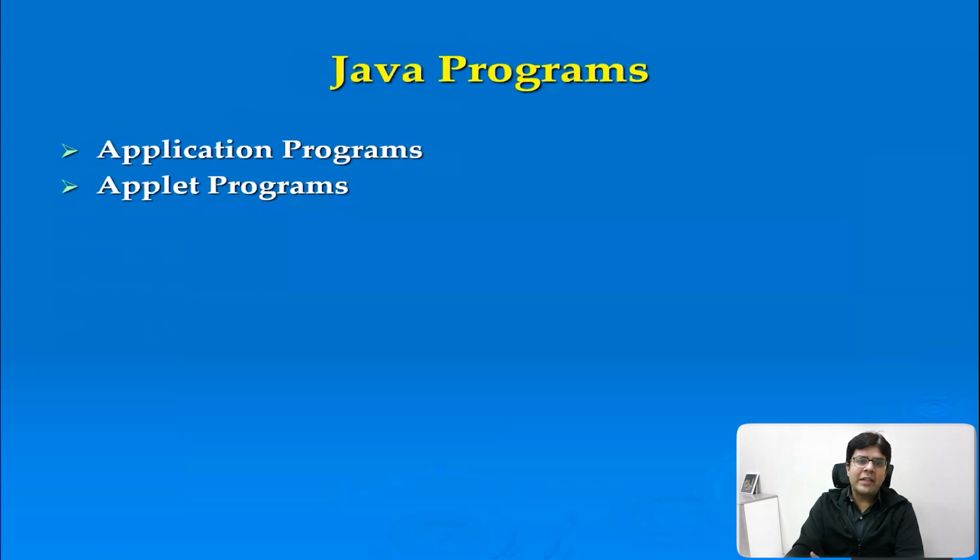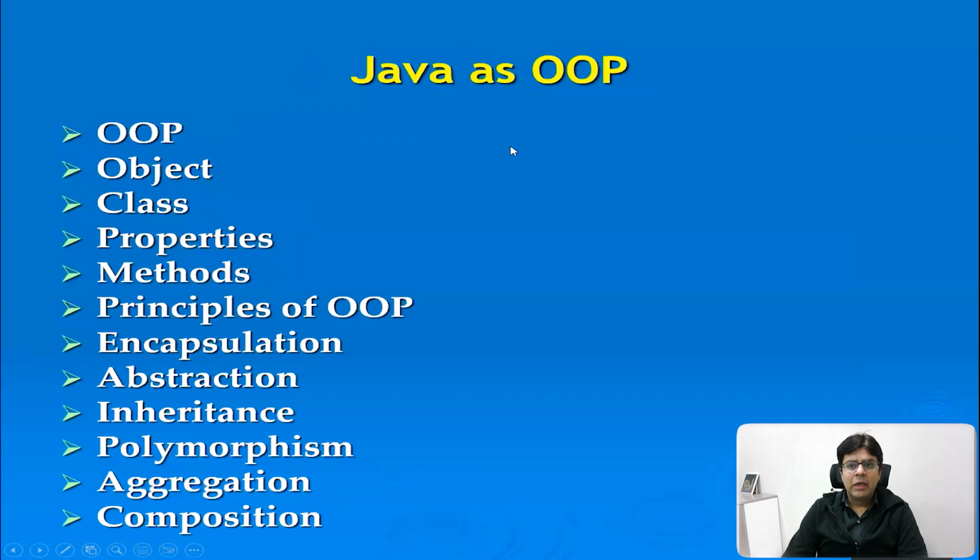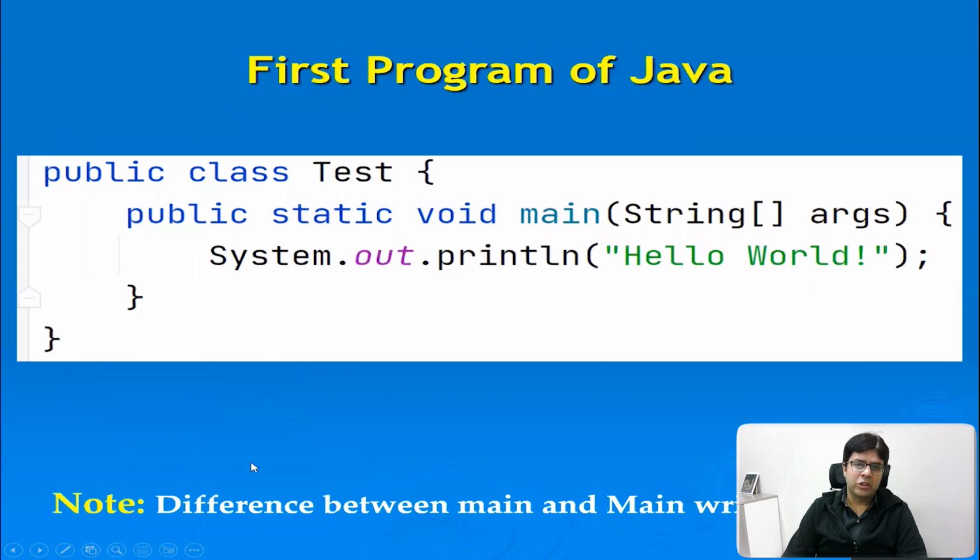Java provides two types of programs. One is called the application program and the other is called the applet program. In Java, I can write application programs, like desktop applications. I can also run internet programs using applets. Java is a completely object-oriented programming language in which you can create objects, classes, properties, methods, and use encapsulation, abstraction, inheritance, polymorphism, aggregation, and composition.